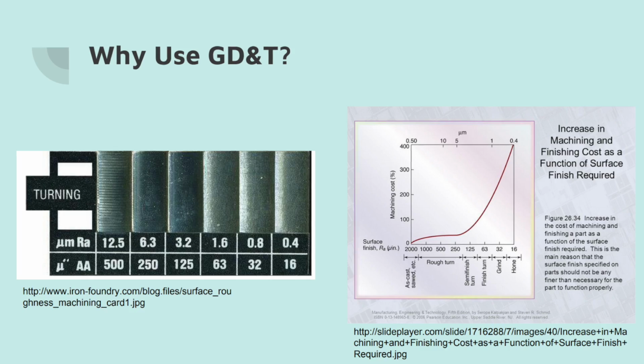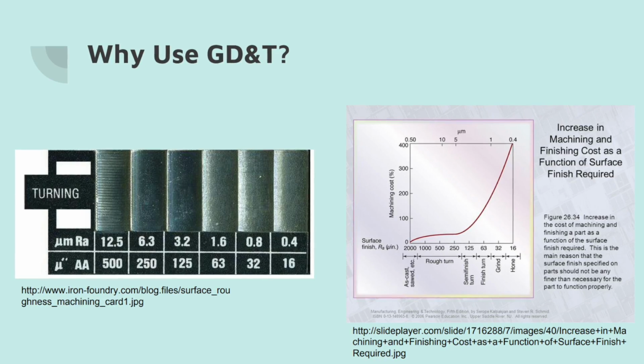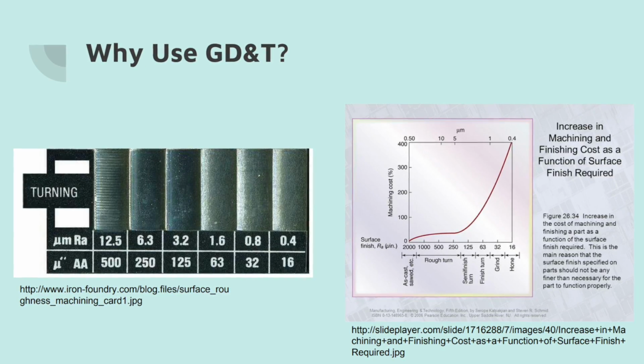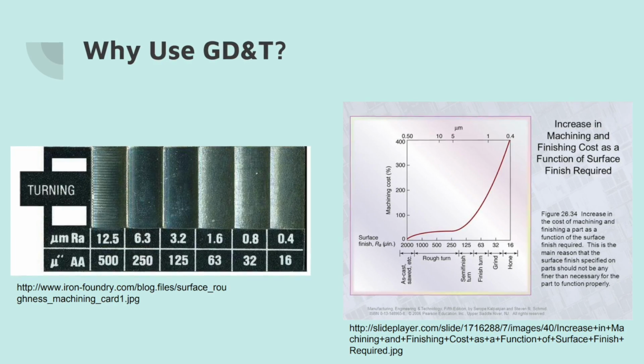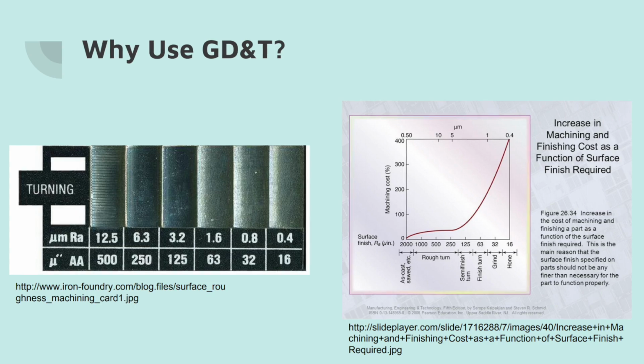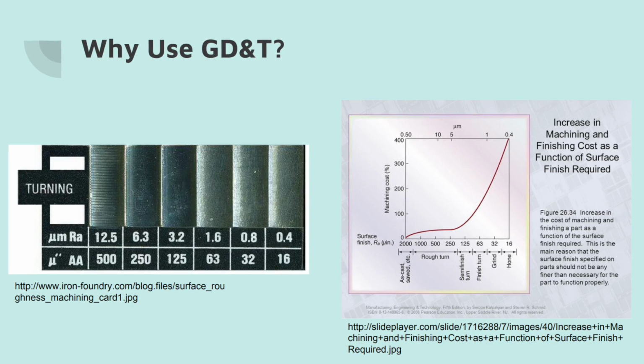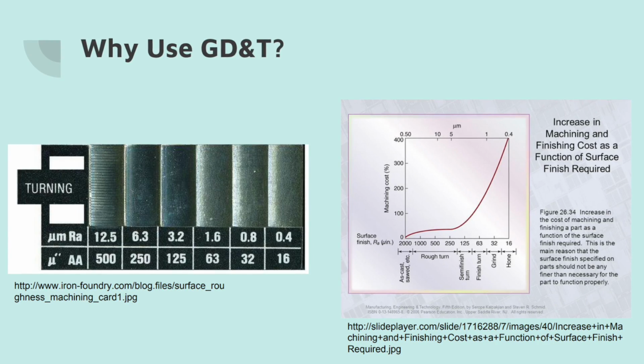The picture on the left shows the different surface finishes made by a machining operation. The worst or roughest surface finish is on the left, while the best or smoothest surface finish is on the right. The graph on the right side of the screen demonstrates that the smoother the surface finish, the more expensive it is to produce. Let's now look at a real example on the next slide.